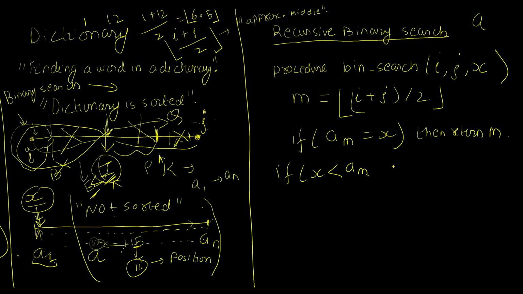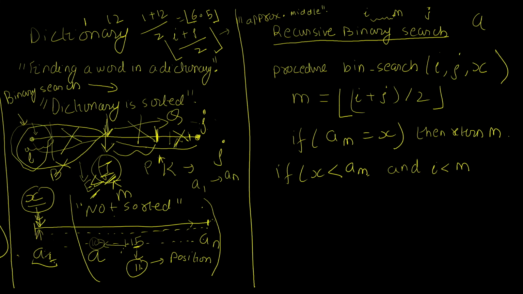So we'll say if x is less than a of m and i is less than m. Because since I want to search on the left half now, I want to start at i and end on the middle m. If I wanted to search on the right half, I would start from m and end on j. Okay, so i is on the very left, j is on the very right, m is in the middle. So when I say that x is less than a of m, I'm saying that my x is somewhere over here.